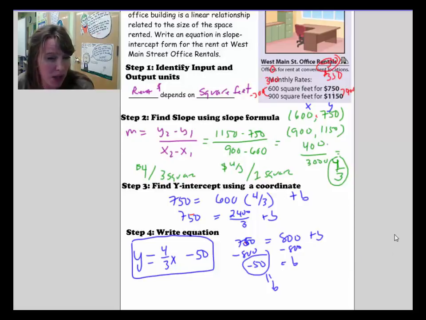So that's how we write the equation. The slope makes sense to us, which is like, you know, $1.33 a square foot, but the y-intercept doesn't necessarily make sense. And sometimes that happens with equations, but we still found the equation, which was the goal of the lesson for today. Okay, and that's the end of it. Thanks.